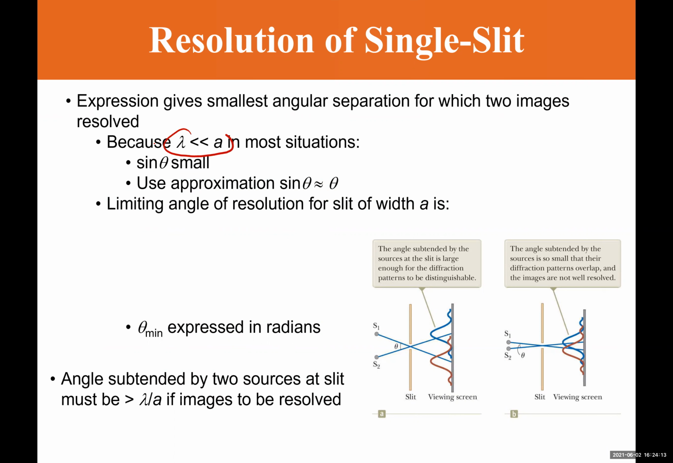Because lambda is much smaller than a in most situations, sine of theta is small, so we can use sine of theta approximately theta. Okay. That means this is the limiting angle of resolution for a slit of width a. So in order for us to be able to separate, we can use this information about the wavelength of the light and the width of the opening of the slit to calculate this theta minimum. And for any theta that is greater than this, we will have no problem separating. Any theta less than this, then we're going to have a difficult time separating those two sources. Okay.